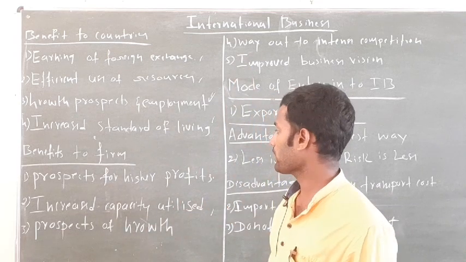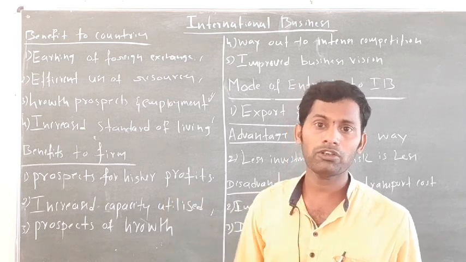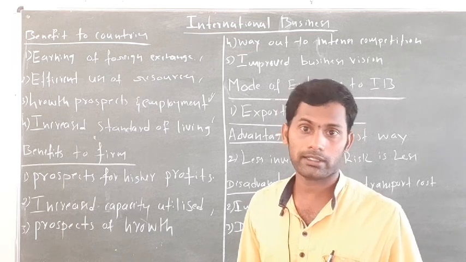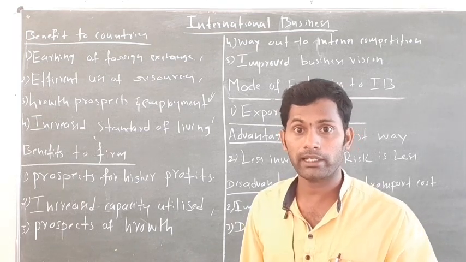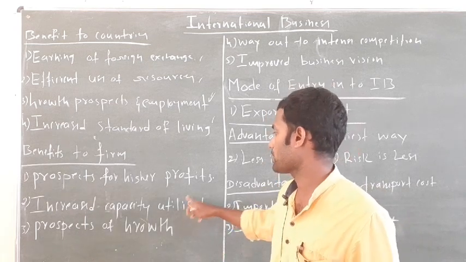Second one, increased capacity utilization. When we go for large scale production, automatically the cost of production comes down. Then we can sell that product in the international market at a competitive price. That is the second one, increased capacity utilization.